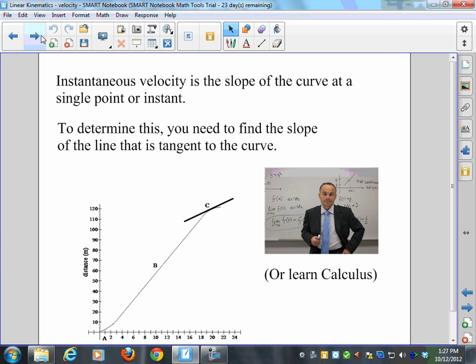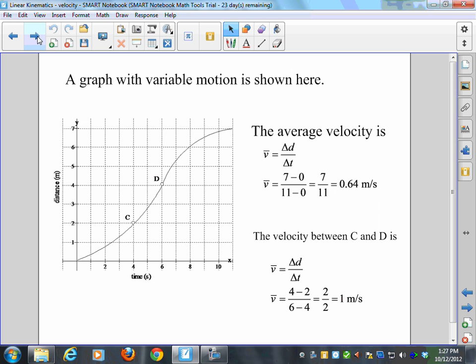away. And I showed you that instantaneous velocity is the slope of the curve at a single point, right? And to do that, you find the tangent line. You take your ruler and you simply draw a tangent line that approximates the slope of the curve, right? Okay, so this is sort of where we left off.